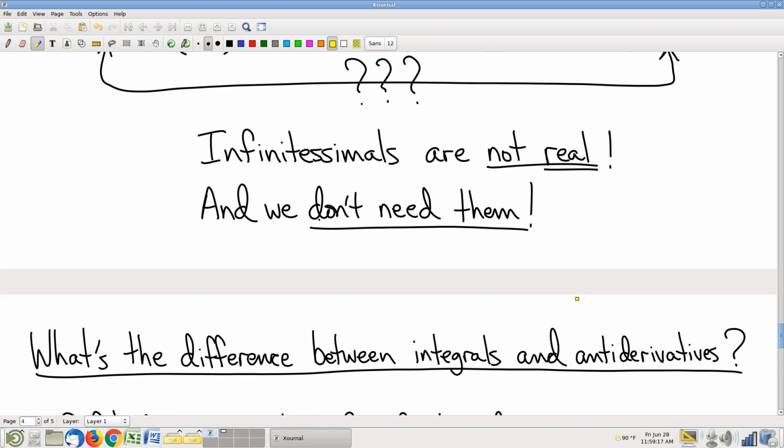Okay. Last thing I want to talk about, a little bit of terminology. What's the difference between integrals and antiderivatives?